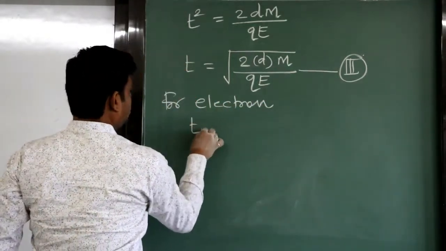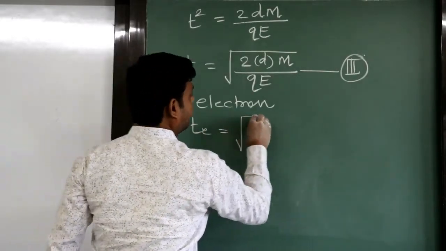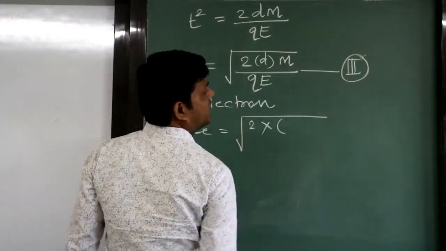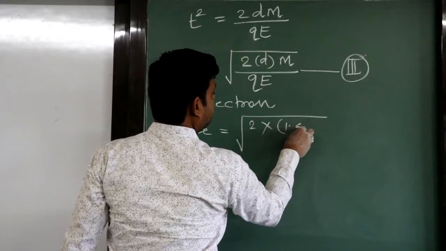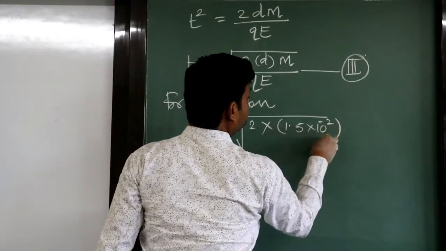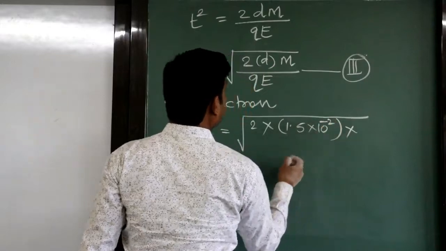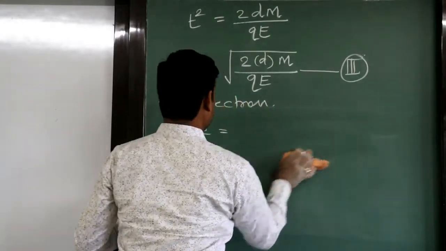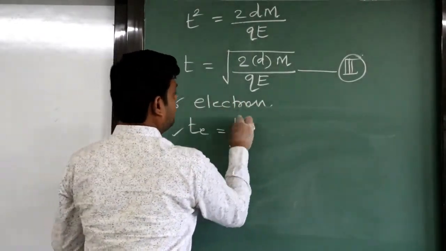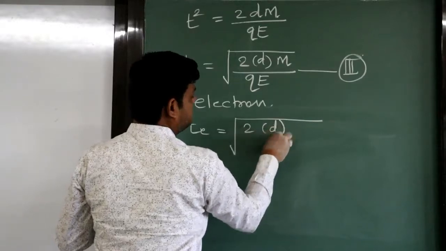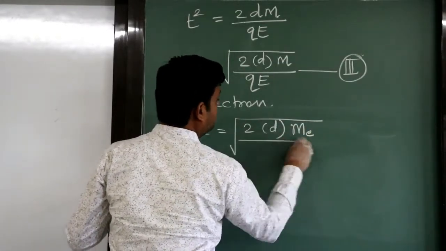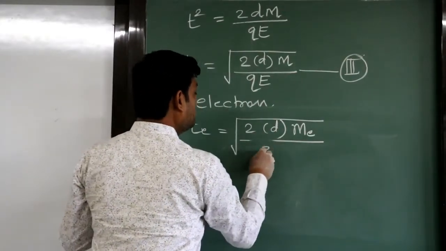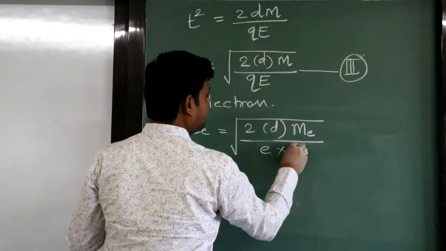Now for the electron, the time of the electron Te equals under root 2 remains as it is, d means distance, that is given as 1.5 × 10^-2, into m, where m means the mass of the electron. First of all, we make the general equation for the electron: 2d remains as it is, m is the mass of the electron, and q means the charged particle, which is the electron here. So we will write e only, into the electric field E.